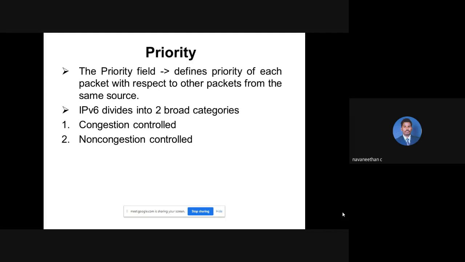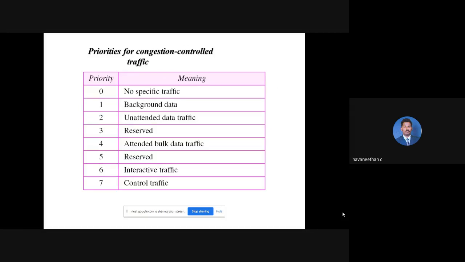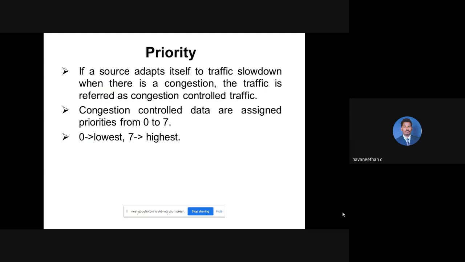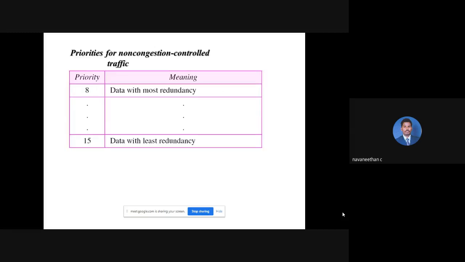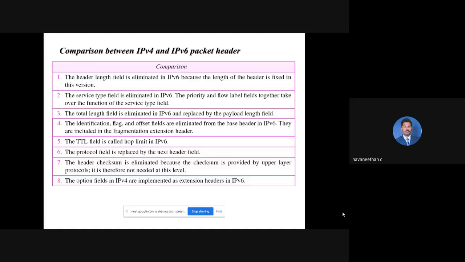With respect to priority, we have two things. One is congestion control, the next one is non-congestion control. With respect to congestion control, it depends upon the priority. 0 is for no specific task and 7 for a control task. Like that, we have a number of priorities ranging from 0 to 7. 0 may be the lowest priority and 7 the highest priority. We are illustrating with more examples. Then for non-congestion control, 8 is data with most redundancy and 15 is data with least redundancy. We can illustrate with more examples.